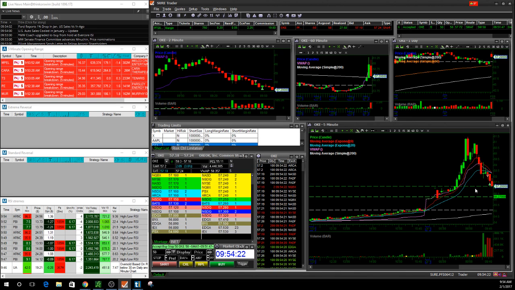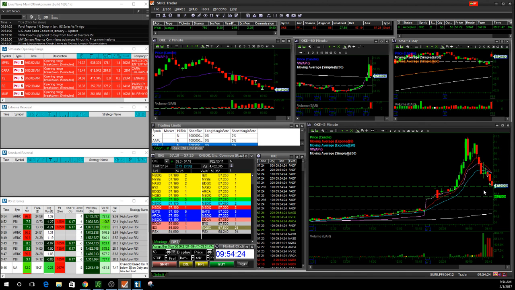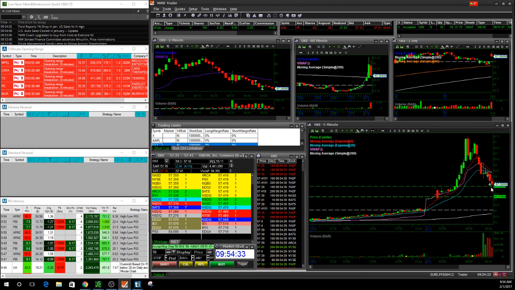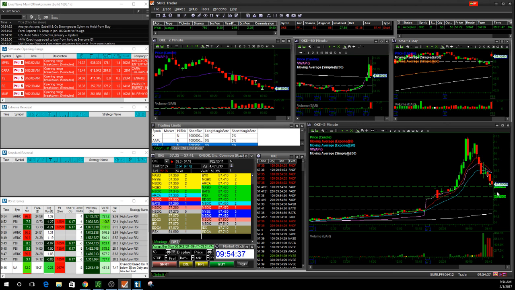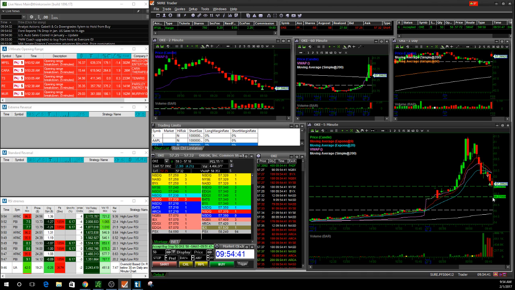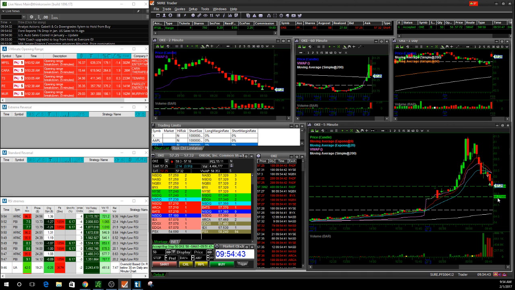Now, what I want to see is this thing flush through and test 57. That's what I really want to see, because if we can get a little move through 57, I'll take a quarter of these shares off and look to see if we can get down to this level here, this 56.27.